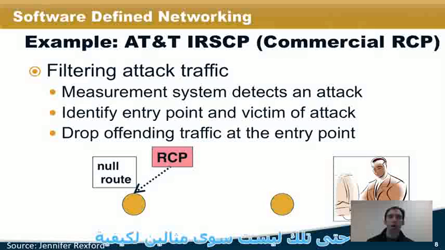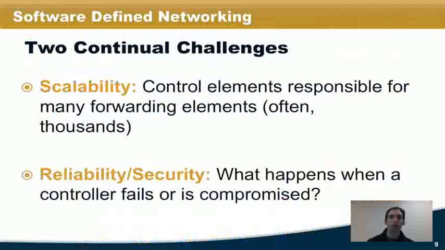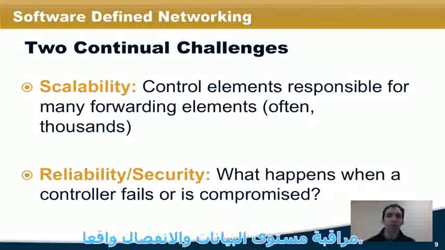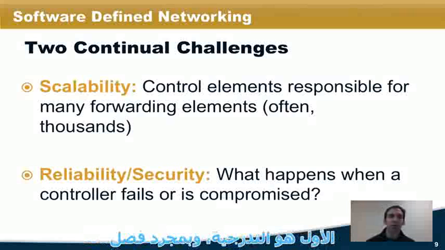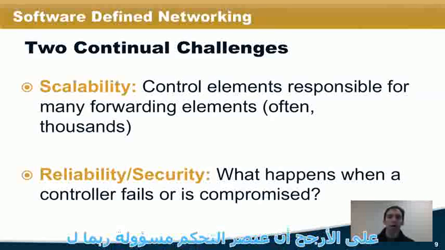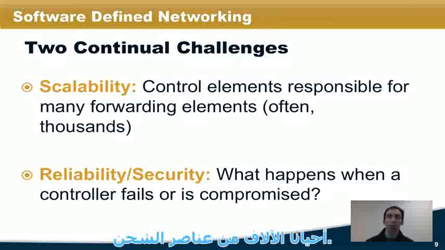So those are just two examples of how the control and data plane separation have helped in specific cases, but there are also challenges to making the control and data plane separation a reality. The first is scalability. Once you separate the control elements from the forwarding elements, it's likely that a control element may be responsible for many, many forwarding elements and sometimes thousands of forwarding elements.